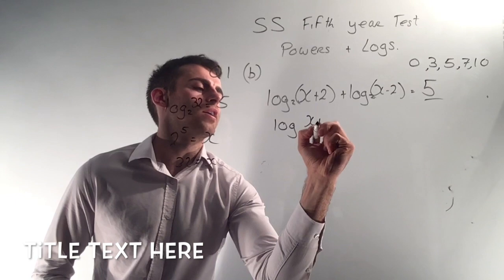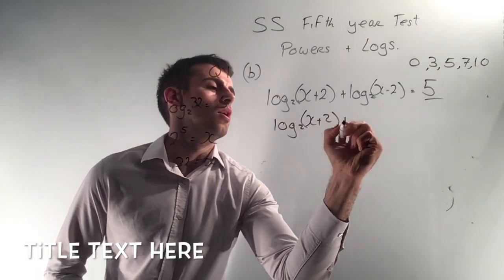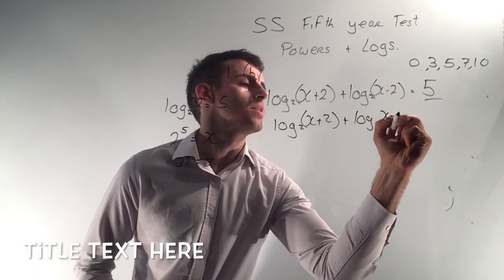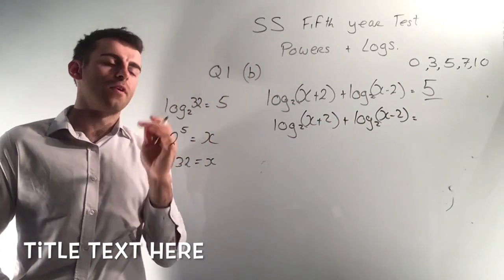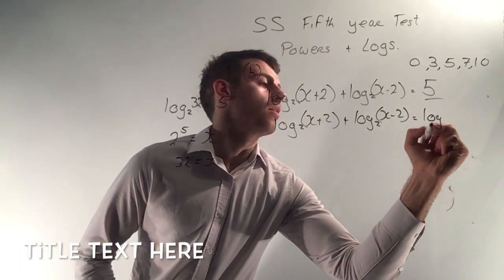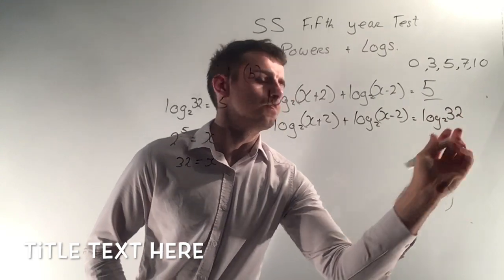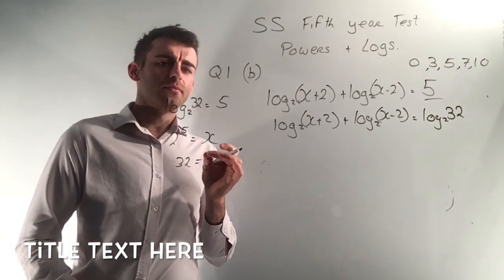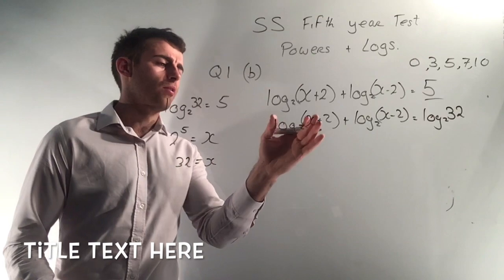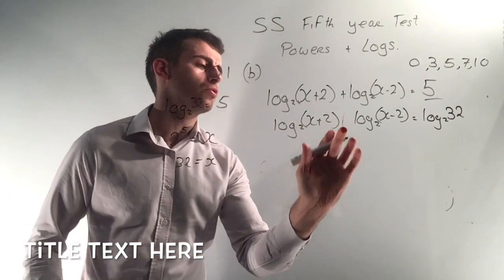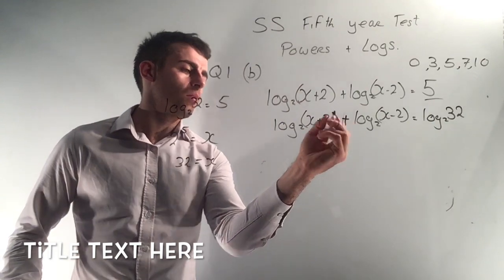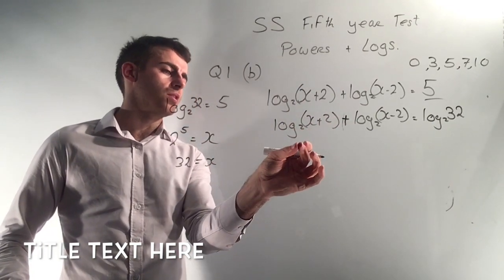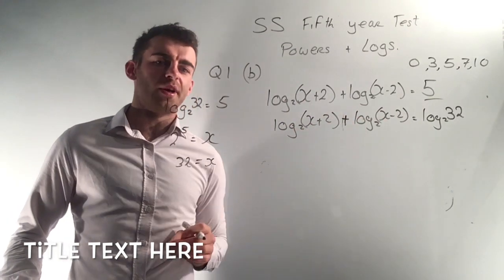I get the log of x plus 2 to the base 2 plus the log of x minus 2 to the base 2 equals, instead of my 5, I can just sub in the log of 32 to the base 2. Now, a lot of you, for some reason, went wrong in the next line. A lot of you treated this as if that was a minus, okay? At the moment, I have log of x plus 2 to the base 2 plus the log of x minus 2 to the base 2.